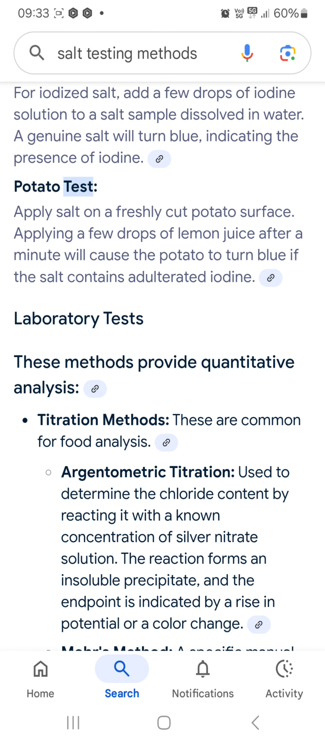And 3. Potato test. Apply salt on a freshly cut potato surface. Applying a few drops of lemon juice after a minute will cause the potato to turn blue if the salt contains adulterated iodine.